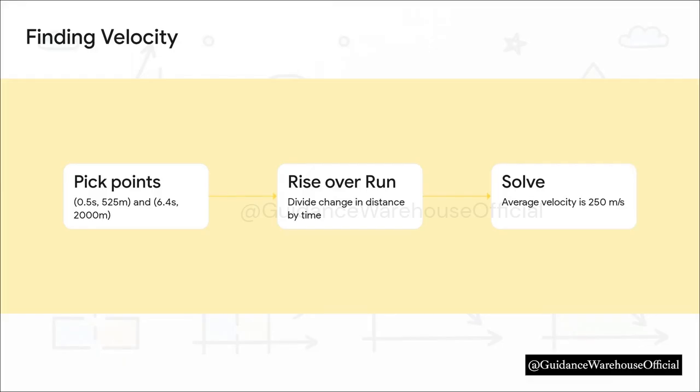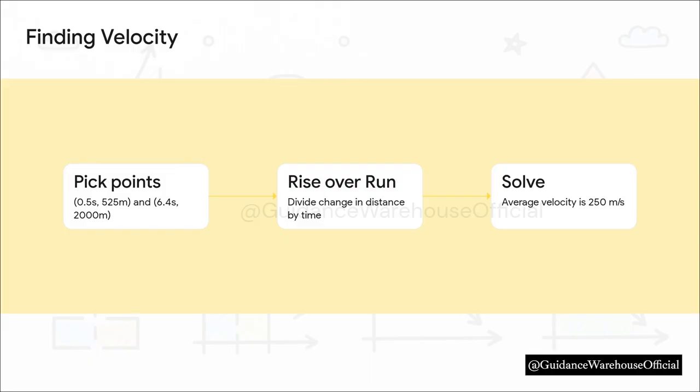Let's see this in action using our jet car. On a straight line displacement graph, we just follow 3 simple steps. Step 1. Pick 2 widely separated points to be as accurate as possible. Let's say at 0.50 seconds, the car is at 525 meters, and at 6.40 seconds, it's way out at 2,000 meters. Step 2. Calculate rise over run.